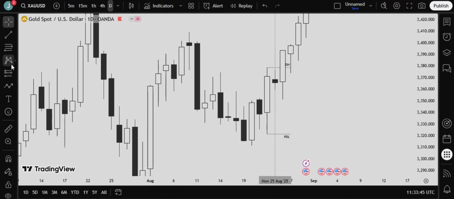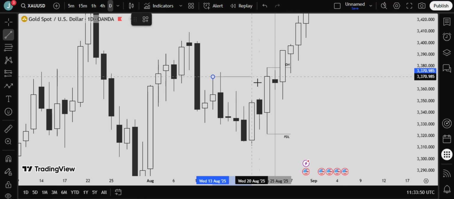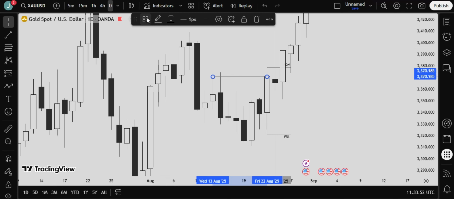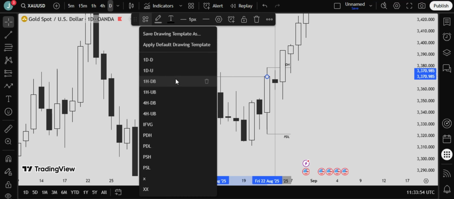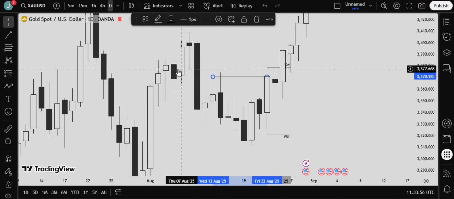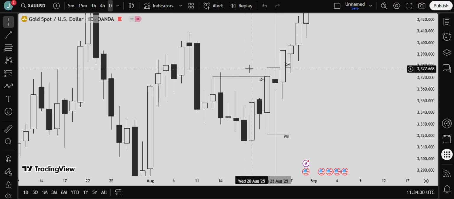So as you can see, I have already spotted one breaker block right here. Let me mark it. That is the daily time frame breaker block. So I have already marked it. What we are expecting on Monday is that price will come back to the daily breaker block with some lower time frame confirmation, then you can enter the trade.